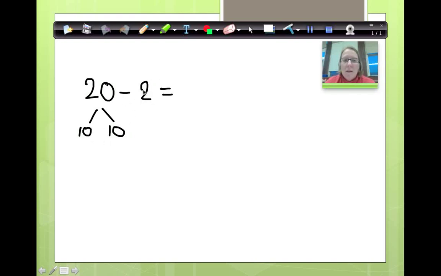So if I take 2 out of this 10, what do I have? Well, 10, 8, 9, or 9, 8. So this is now 8. So then we add this part. 10 and 8 is 18. Okay? A little bit different. Let's try a different one.